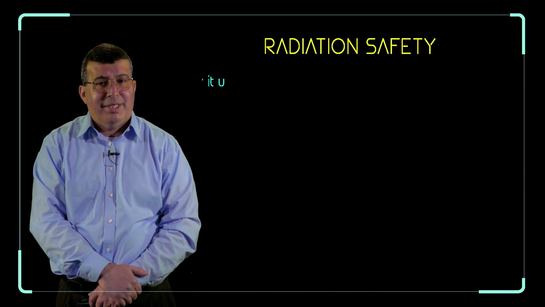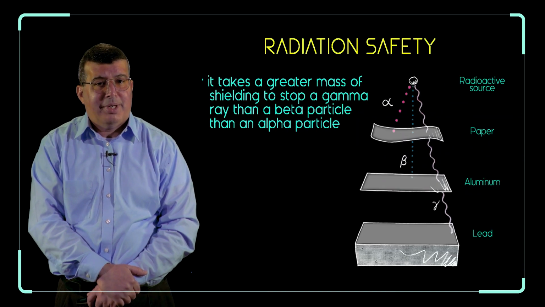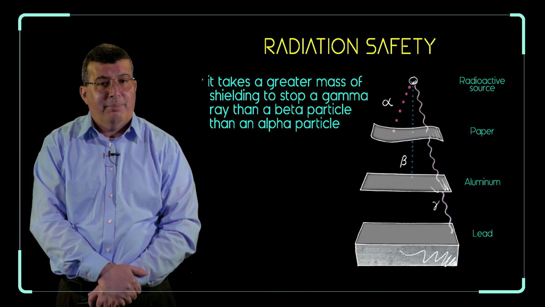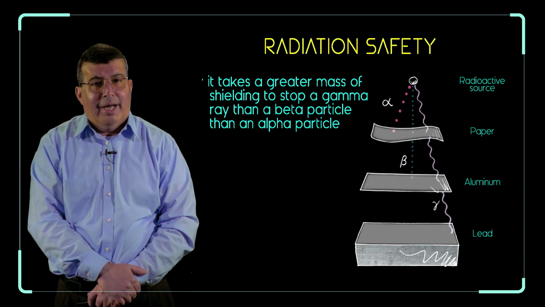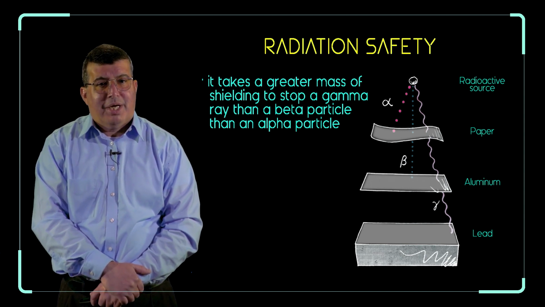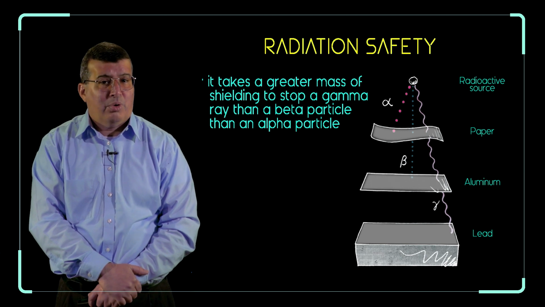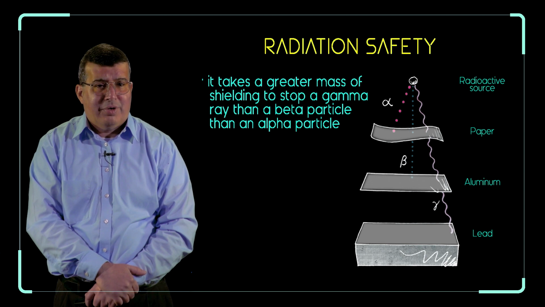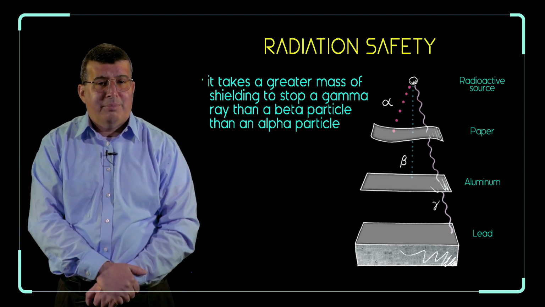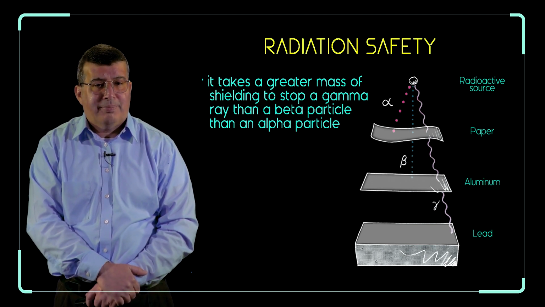Okay, now that I put some distance between myself and that radioactive bowl, let's talk a little bit more about shielding. It actually takes a greater mass of shielding to stop a gamma ray than it does a beta ray, and it takes more shielding to stop a beta ray than it does an alpha ray. Now, an alpha particle can actually be stopped by paper or your clothing. They're very slow moving and not very energetic. So an alpha ray can be stopped by just a little bit of shielding.